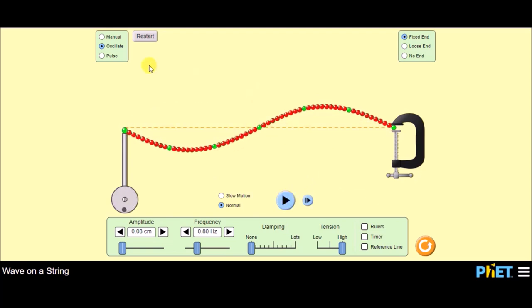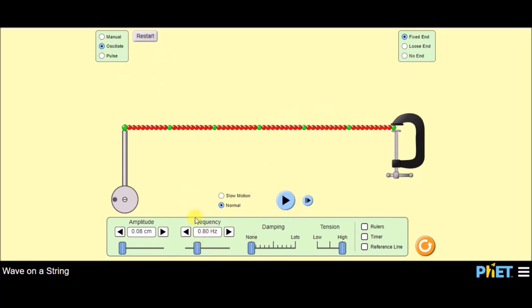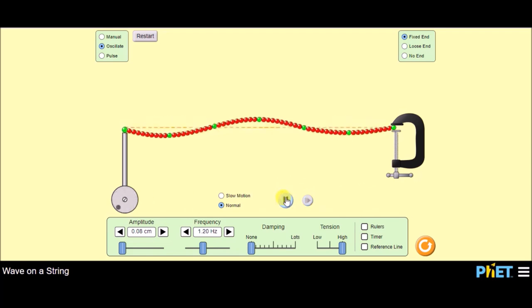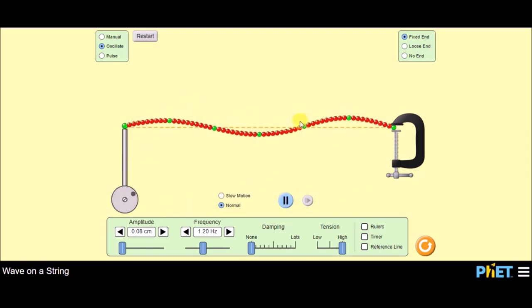Let us again increase the frequency to 3 times the fundamental frequency, that is keep at 1.20 hertz. Now see what happens. Right, here you can see there are 1, 2, 3, 4. There are 4 nodes.